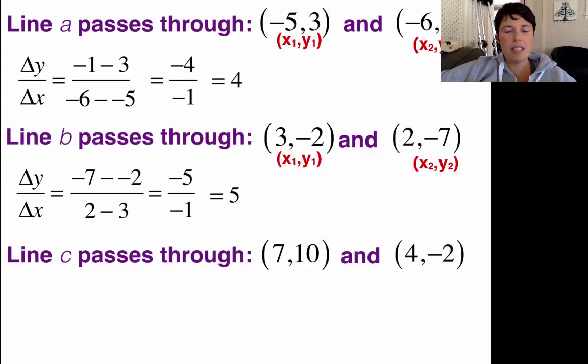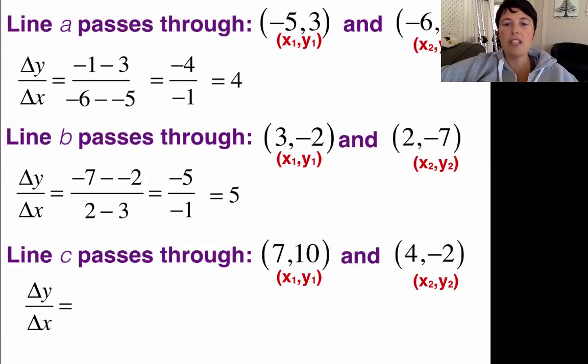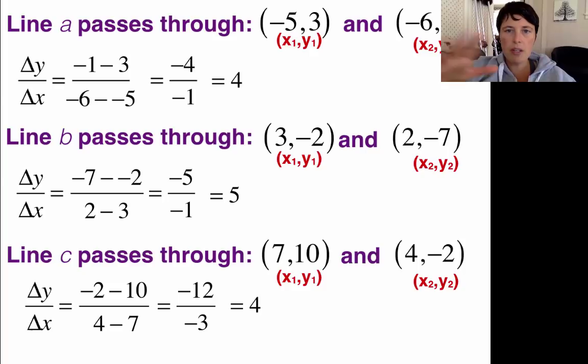Now we got to do line C. Same thing. x1, y1, x2, y2. We're going to do delta y, delta x, and we're going to subtract the y values: -2 take away the 10. And we're going to do the 4 take away the 7. And that would be negative 12 and negative 3. Now when you divide those, 12 divided by 3 is 4, and a negative divided by a negative is a positive. So we're done. We got our slopes. The slope for A is 4, slope for B is 5, slope for C is 4.